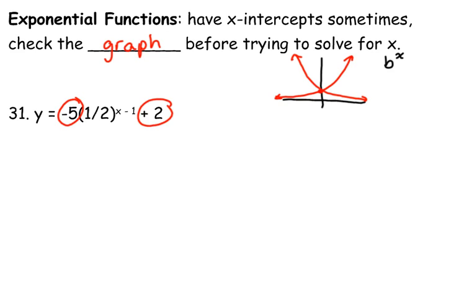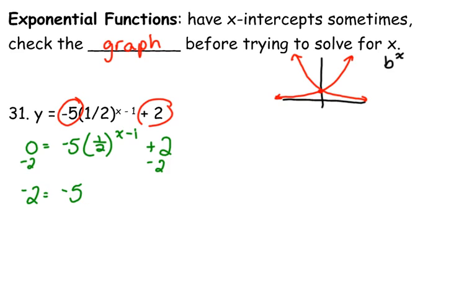Because where that horizontal asymptote at y equals 0 was, now it's 2 units up. So we're approaching 2. That means we have to cross 0 somewhere in there. So we can calculate the x-intercept here. Set it equal to 0, solve for x. This is again where solving those equations comes in handy. So we'll move the 2 first, divide by negative 5.